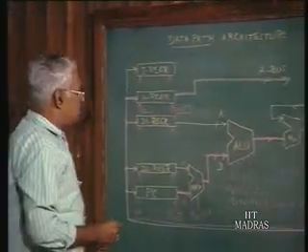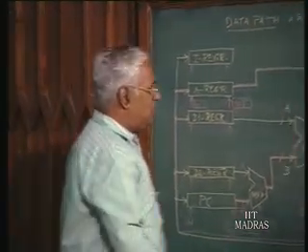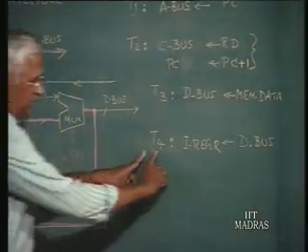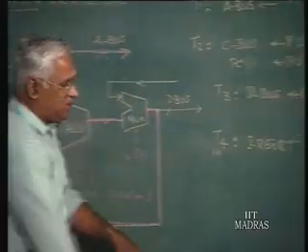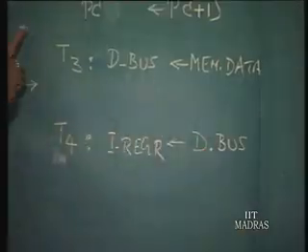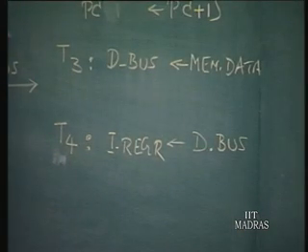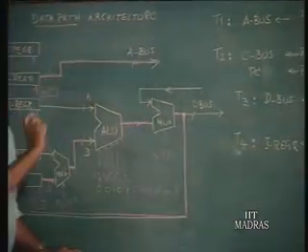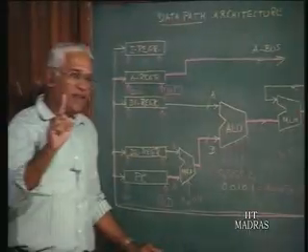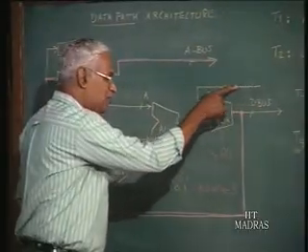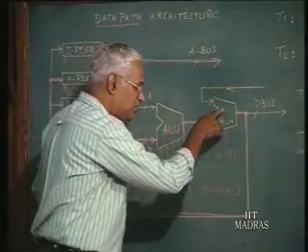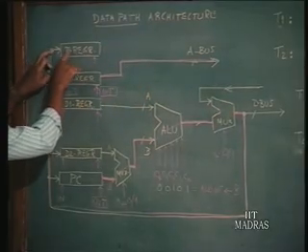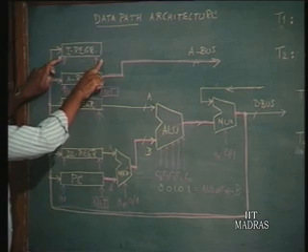For instance, I will go to the last state, T4, let us say. By this time, what have we assumed? We have assumed that memory has placed the data on the bus and it is available on the input part of the data bus, and it must get routed to the instruction register. So the data path for that would be enabled so that the data coming over this gets routed to this, and finally it must reach the instruction register.